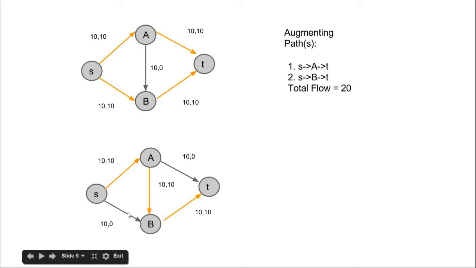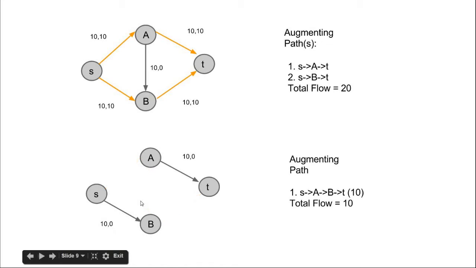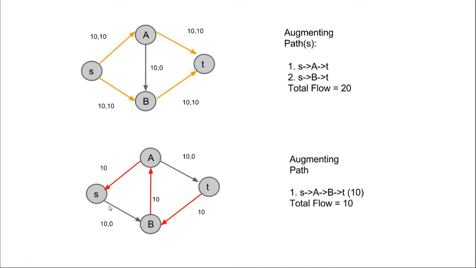So this is where the residual graph comes into the picture. Let's draw a residual graph for it. Now we have reverse edges with residual capacity equal to the flow: A to S, B to A, and T to B. Now are there any augmenting paths? If you take a reverse edge as one of the edges in the augmenting path, there is an augmenting path S to B, B to A, and A to T with capacity equal to 10.